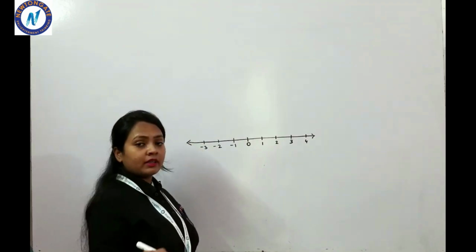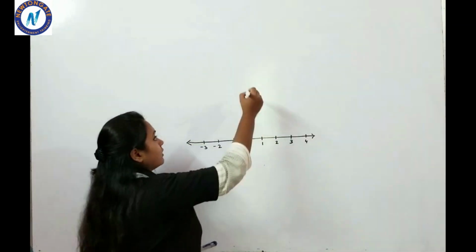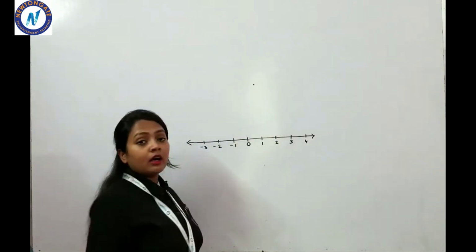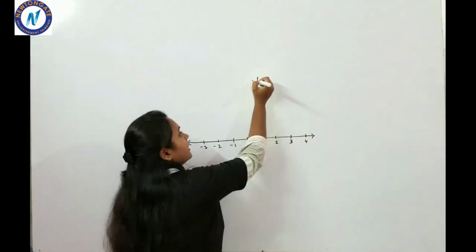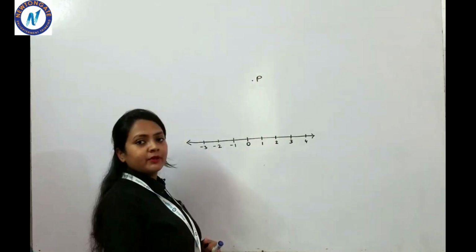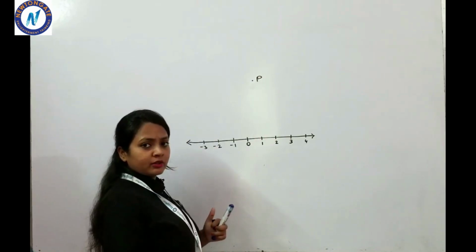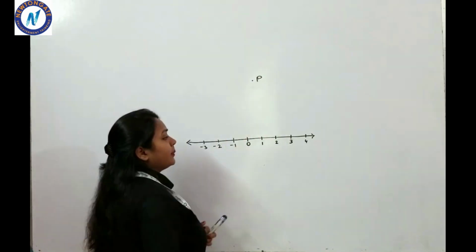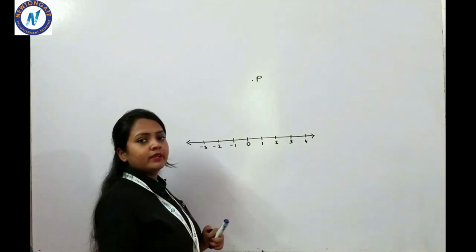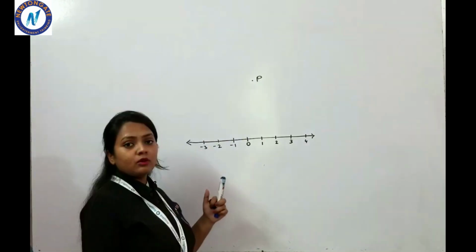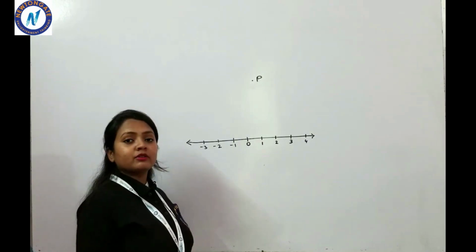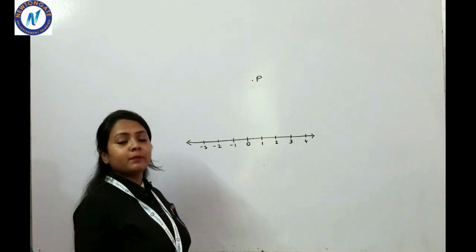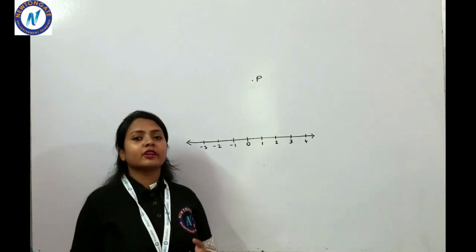Now let's take a point outside the number line and denote it as P. How can it be represented? Is it possible to represent the point P on the number line? No, it's not possible. So how can we represent this point? For that we actually need a coordinate plane. Now what is a coordinate plane?